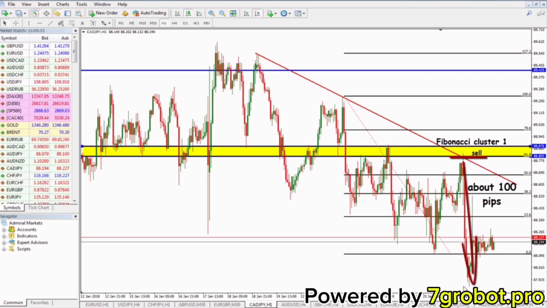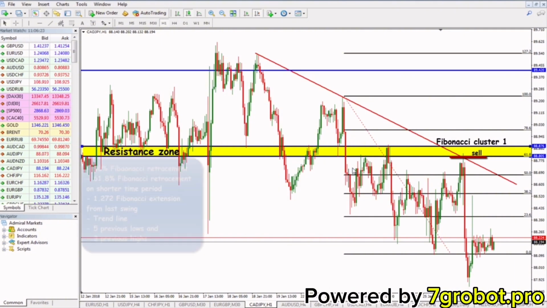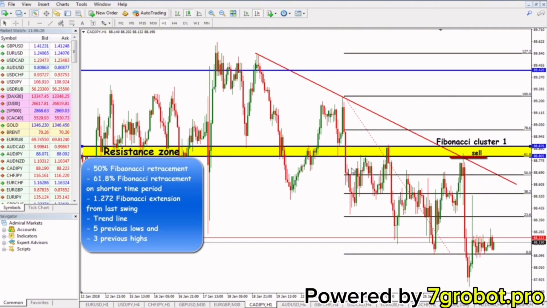Okay, let's summarize what we did in these two lessons. First, we found two Fibonacci clusters. Based on the movement of this currency pair, we realized that the other cluster does not represent a significant zone of resistance, but this first zone is. Based on the trend line and the previous bottoms, we realized that the zone should be moved a little lower. So let's see all we have in this new zone. First, the 50% level of the Fibonacci retracement, 61.8 Fibonacci level, 1.272 Fibonacci extension, trend line, 5 previous bottoms, 3 previous tops, more than enough for an excellent trade setup.